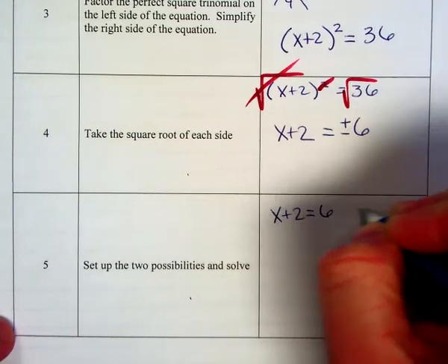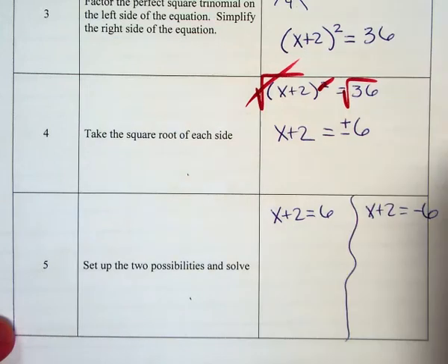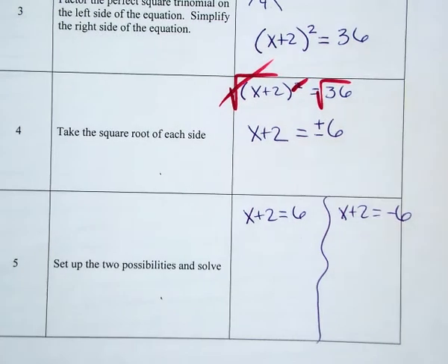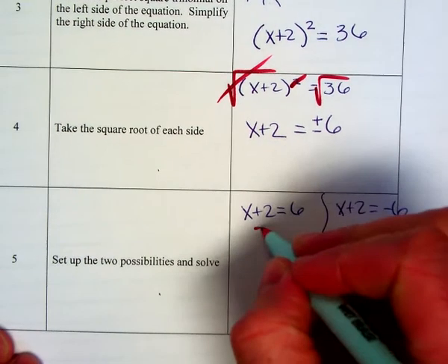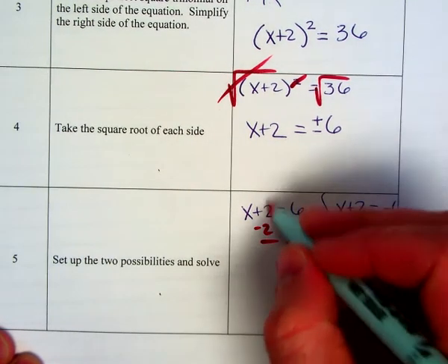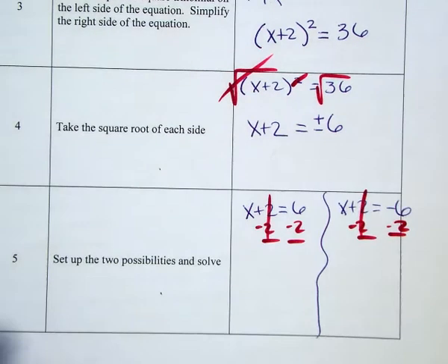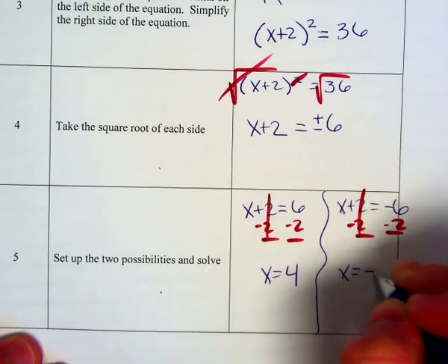X plus 2 equals positive 6. X plus 2 equals negative 6. And we just solve a couple little one-step equations here. Subtract 2 on both sides, and you have your two answers. X equals 4, and x equals negative 8.